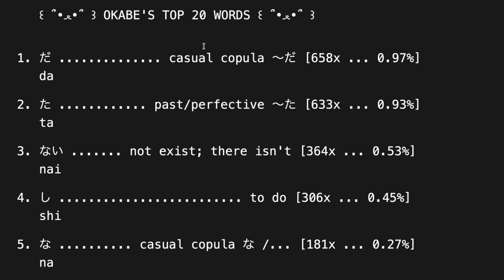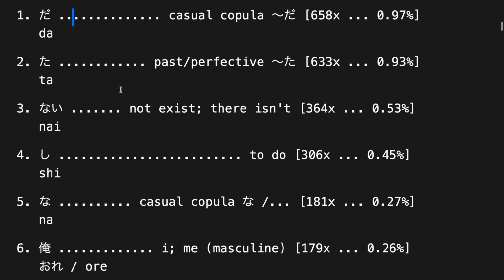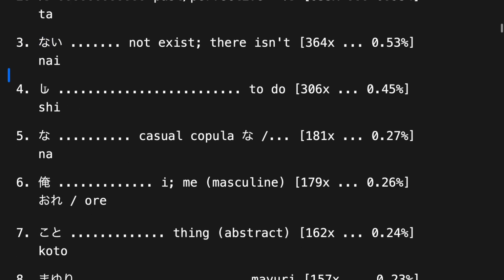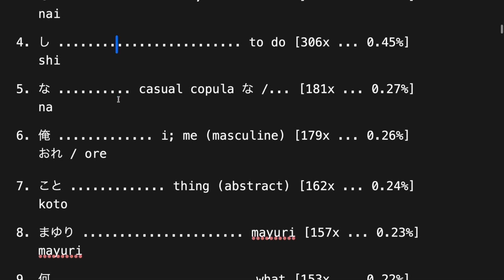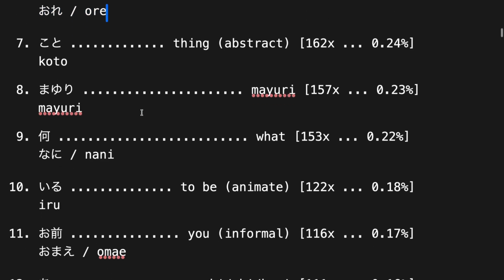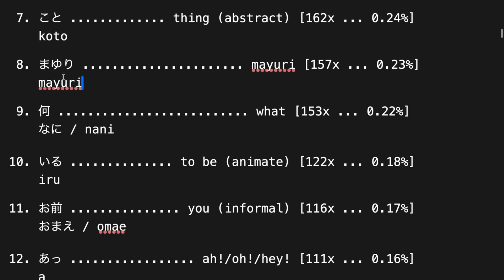Let's see Okabe's top 20 words. I mean, this one, da. I've noticed that a lot, actually. To be is, right? Nai. A different version of suru, shi, right? And it looks like he prefers ore over watashi. The first character, he says Mayuri the most. So you can sense their relationship there.